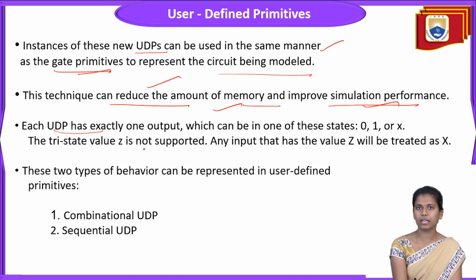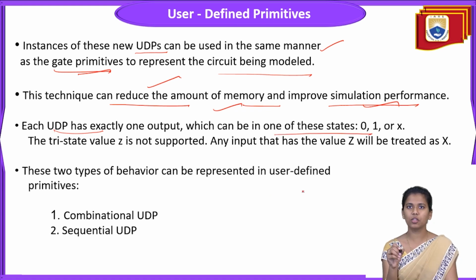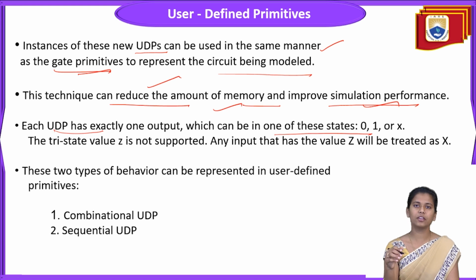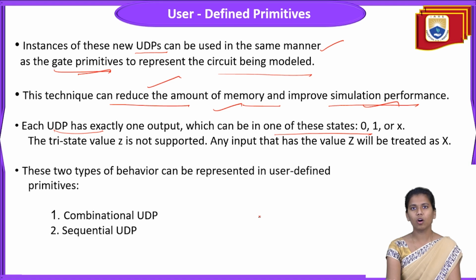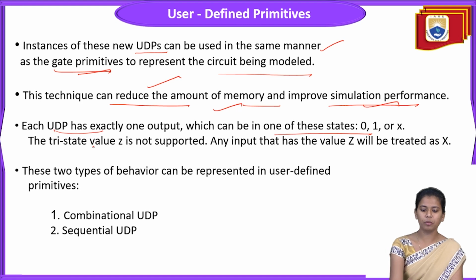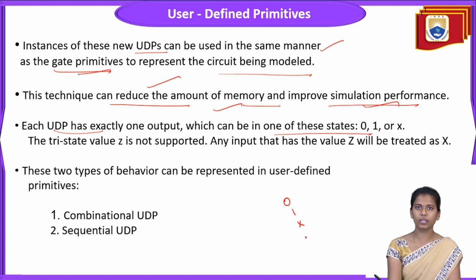Each UDP has exactly one output, which can be one of these states: 0, 1 or X. As I said, user-defined primitives may have multiple inputs and a single output. Here the UDP has exactly one output, and that output would be either 0, 1 or a don't care condition. We have already discussed what X and Z are. X is a don't care condition, and Z is nothing but high impedance.